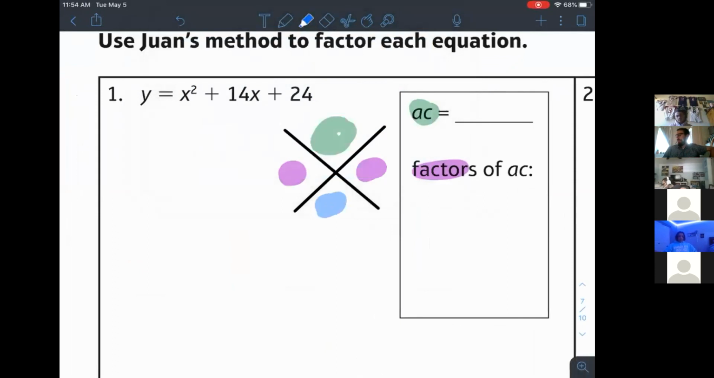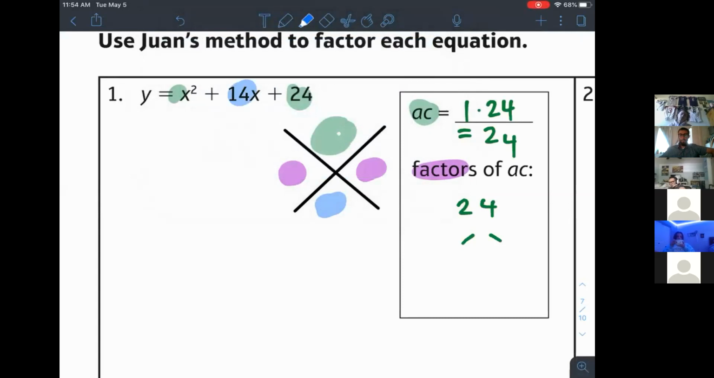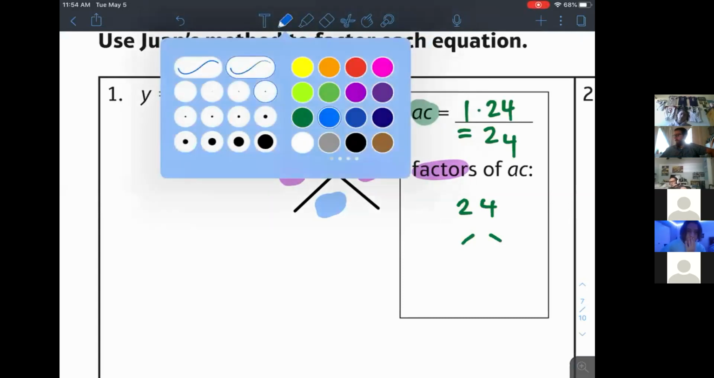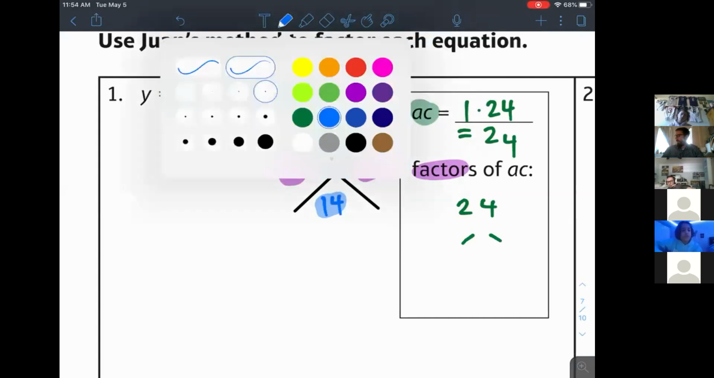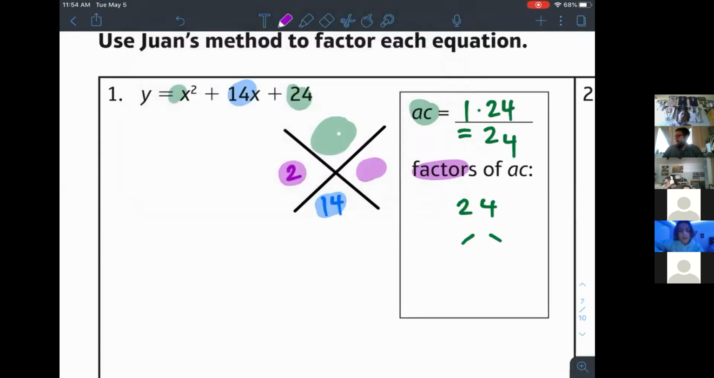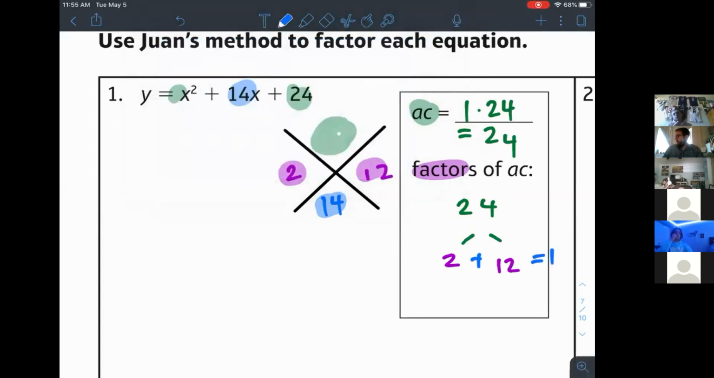Okay. Top part, green, is a byproduct of A times C, first times last. What is your A value? 1. What's your C value? 24. So we're looking for the factors of 24 that add up to 14. Anyone think they know the factors of 24 that add up to 14? 12 and 2. Crushing it with 12 and 2. Nice, because 2 times 12 is 24, and 2 plus 12 does give us 14.